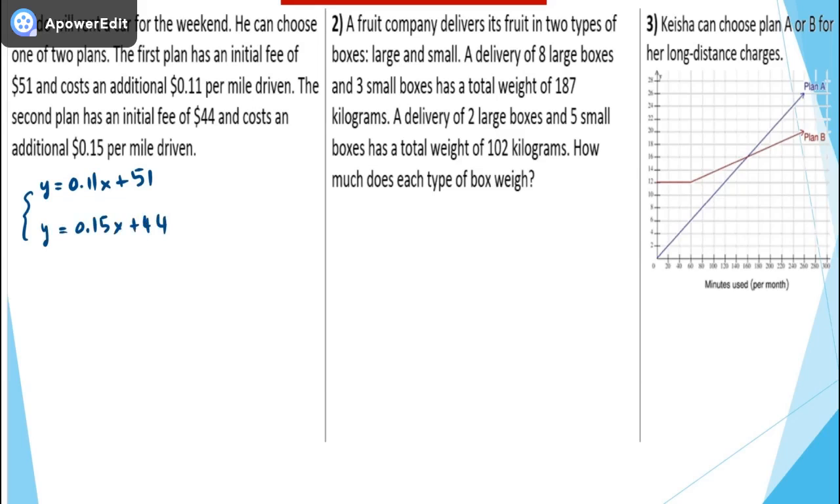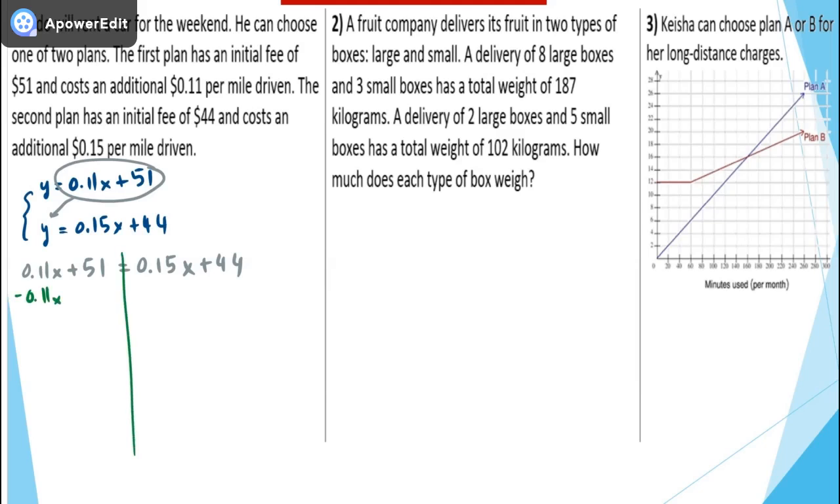Then we're going to use the substitution method. We're going to plug this in place of y. So that will give you 0.11x plus 51 equal to 0.15x plus 44. Then we're going to solve for x. First we need the x to stay on the same side. We're going to subtract 0.11x on both sides. That will give you 51 equal to 0.04x plus 44.